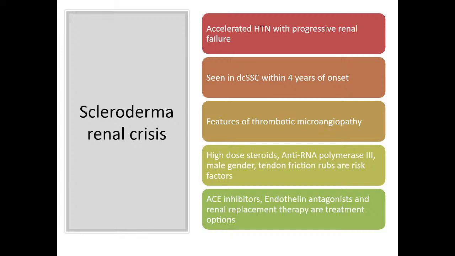Other predispositions are male gender and tendon friction rubs. The treatment consists of using ACE inhibitors, endothelin antagonists, and sometimes renal replacement therapy is needed. But it's very rare. We have seen only one or two cases in the past 10 years as a clinical presentation. Still, you have to be very cautious. Any patient with scleroderma presenting with acute onset, uncontrolled hypertension and progressive renal failure, you have to be very vigilant that the patient might be having a scleroderma renal crisis, because early intervention with ACE inhibitors and endothelin antagonists may prevent the progression of that.